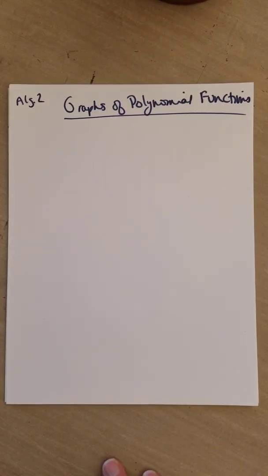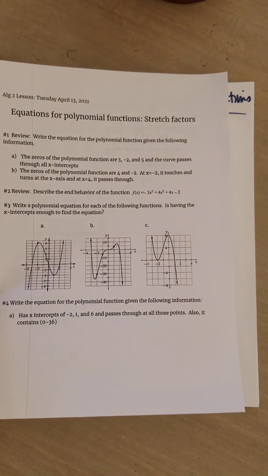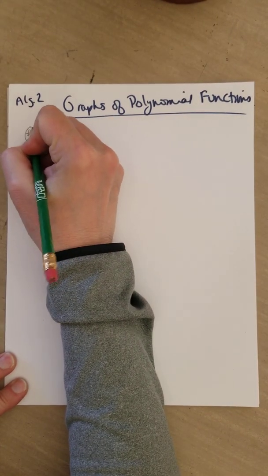Everybody, this is the Algebra 2 lesson for 5th hour on graphs of polynomial functions. You should have this sheet in front of you from Mr. Bestel, all right? I'm going to run through a couple of questions with you, and we're going to make sure we can write some equations. The first thing I wanted to look at with you is a little review in number 1.